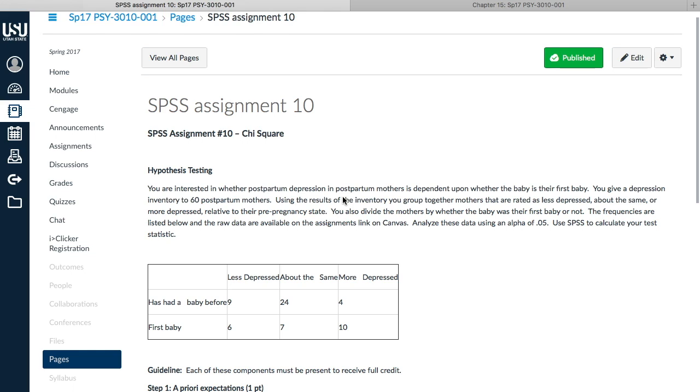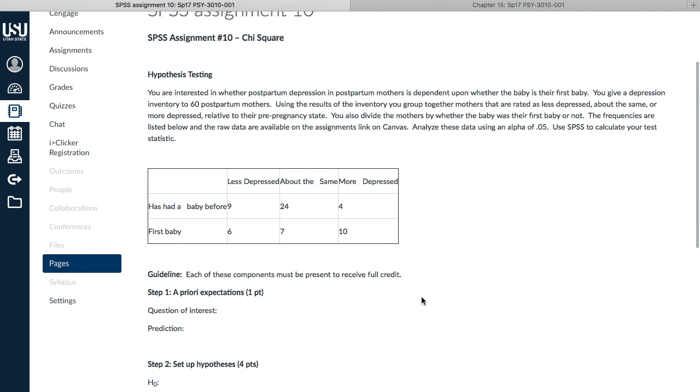So if you look at the matrix that's presented here on the SPSS assignment, we have the data presented in 2 rows, has had a baby before and first baby, and we have 3 columns, less depressed, about the same, and more depressed. And that becomes a little bit more important when it comes to interpreting our results, to calculating our degrees of freedom. And then if you were doing a hand computation, it's especially important to organize the data in this way. And what we have in each of those cells is just the frequencies. And these are our actual observed frequencies that we see in our data set.